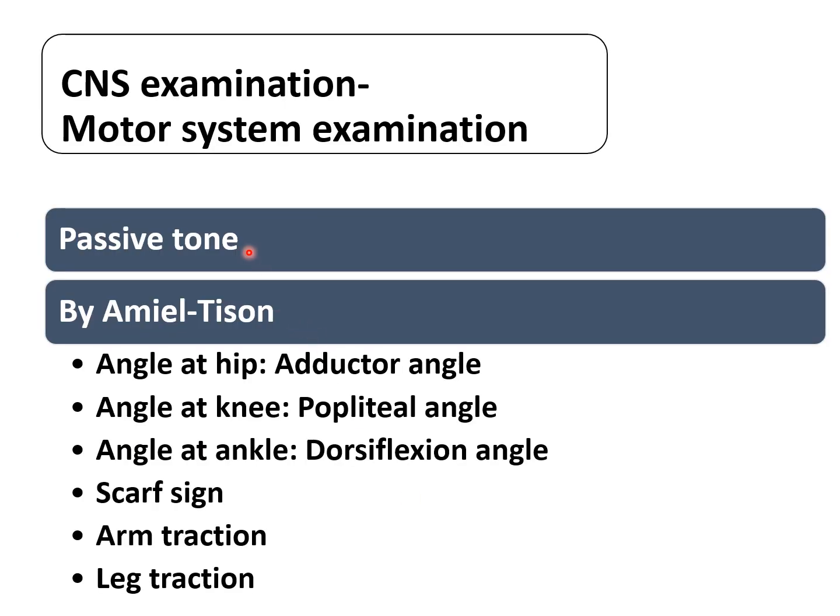Then we have to assess the passive tone by the Emil-Thiessen method. In this we have to measure the angles and we have to perform the sum test. Details of this method I have already covered in one of my videos in the CNS examination video series in tone assessment. So in this we have to assess the angle at hip, adductor angle, at knee, popliteal angle, at ankle, dorsiflexion angle, scarf sign, arm traction and leg traction. Basically passive tone indicates the extensibility of a muscle.